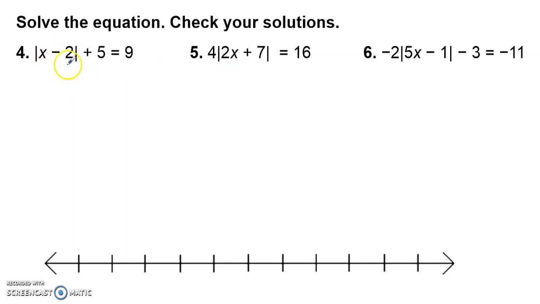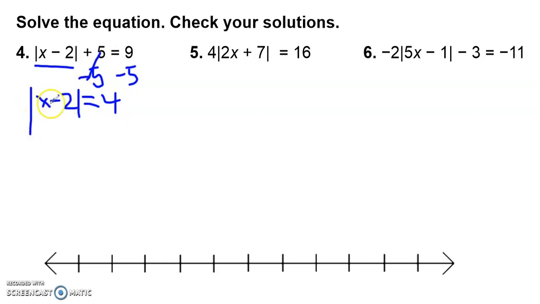Alright, number 4, the absolute value of x minus 2 plus 5 equals 9. So we need to get this absolute value by itself, and that means we have to get rid of this plus 5 over here. The way to get rid of a plus 5 is to minus 5 on both sides. So we've got x minus 2, 9 minus 5 is 4.